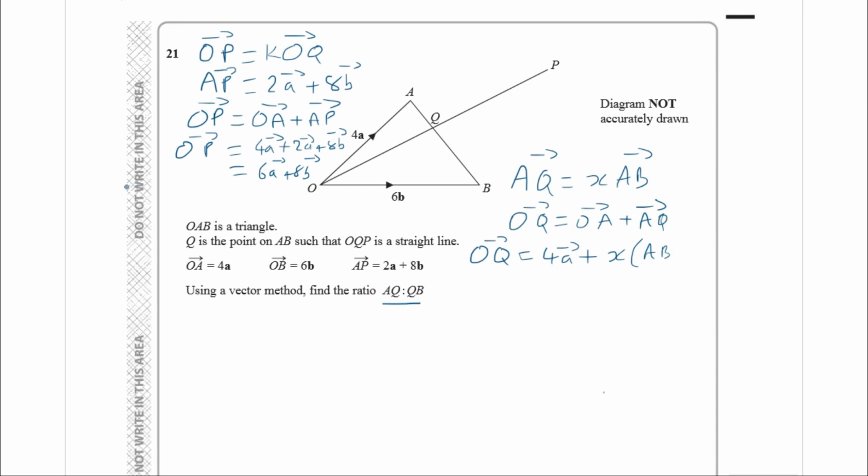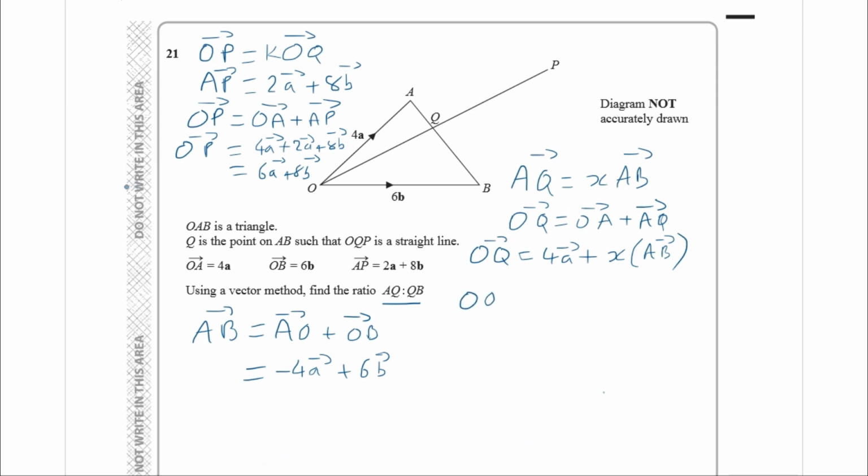vector AB. Now bear in mind here that the vector AB, again you can break things down with vectors, is the vector AO plus the vector OB. So the vector AO is negative 4A because it goes in the other direction to OA, and then plus the vector OB, which is just 6B. And we can use this value here for AB when we're doing xAB. So we can replace the value of AB here with this.